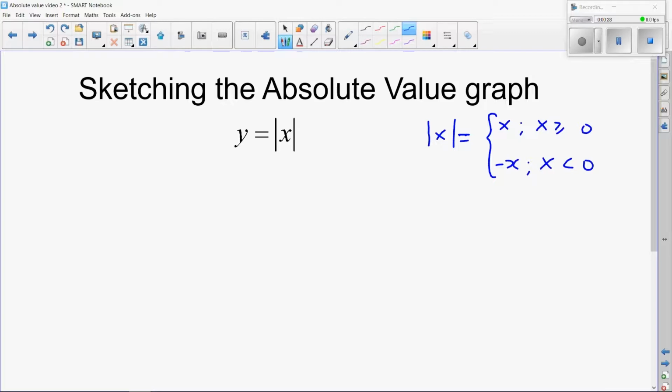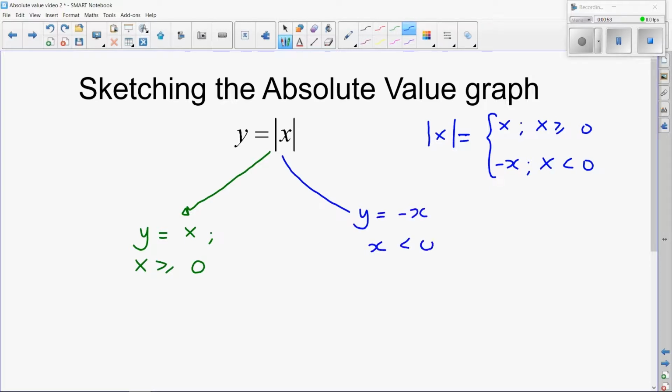So using this definition, if you look at the graph of y equals the absolute value of x, you will see that the graph is made up of two parts. The first one is the graph y equals x for all non-negative x values, for x greater than or equal to 0. And the next part of the graph is y equals minus x if x is less than 0. So we have two straight lines here.